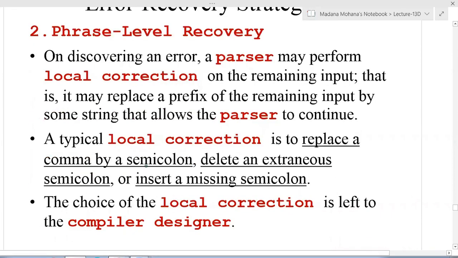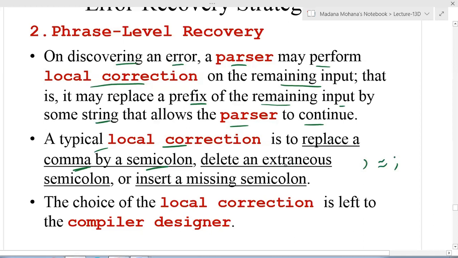Then coming to phrase level recovery, the second approach. On discovering an error, a parser may perform local correction on the remaining input. That is, it may replace a prefix of the remaining input by some string that allows the parser to continue. For example, a typical local correction is to replace a comma by a semicolon.